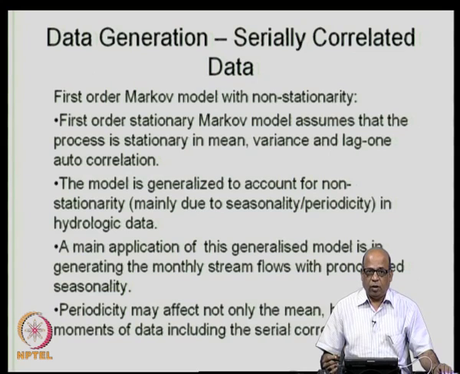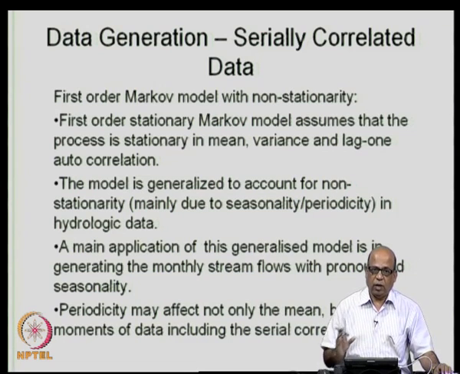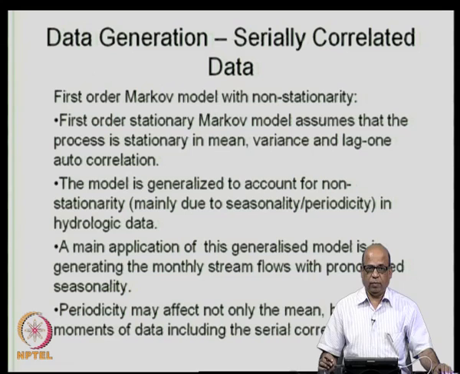A main application of the Markov model considering the non-stationarity in the data is essentially for monthly stream flow generation. It has been very effectively used for generating monthly stream flows in situations where there is a pronounced periodicity or seasonality. And the periodicity, as you know now, will affect not only the mean and standard deviation, but also the lag 1 correlations, all of which appear in our Thomas Fiering model or the first order Markov model.